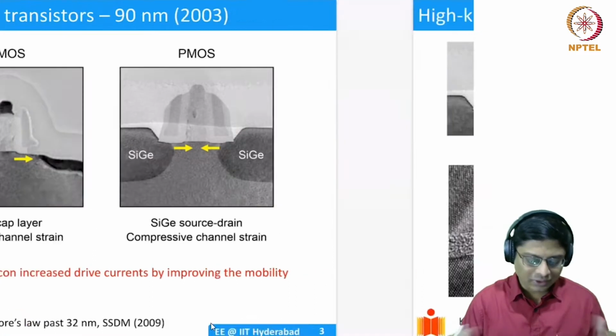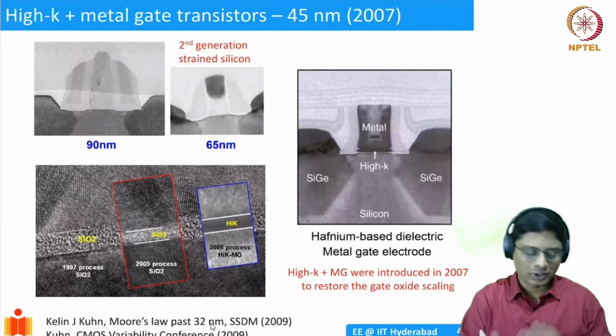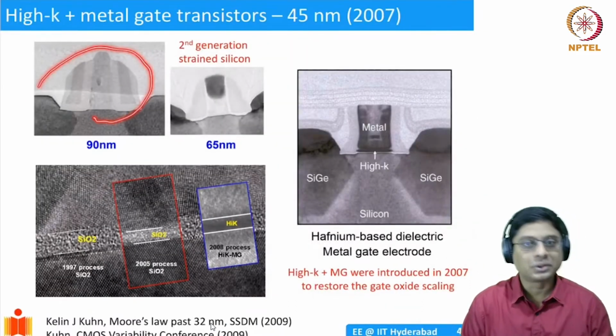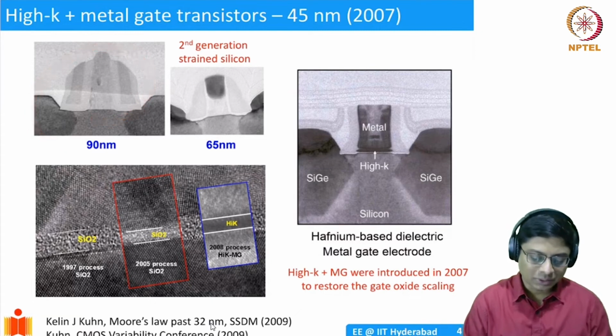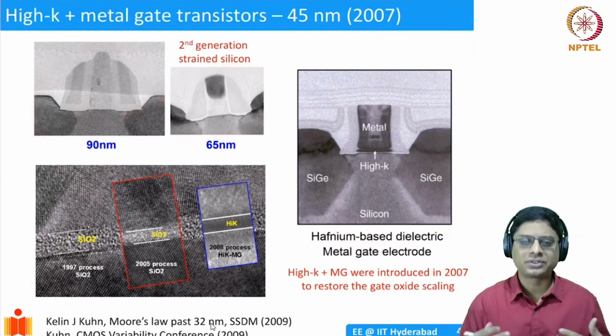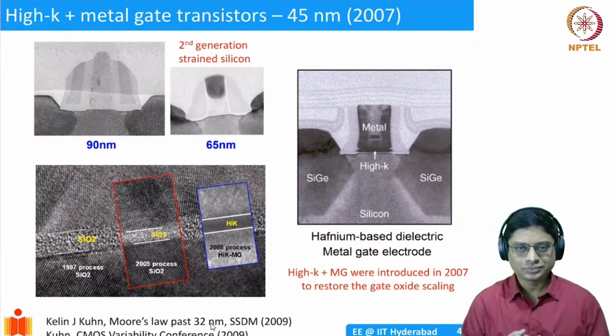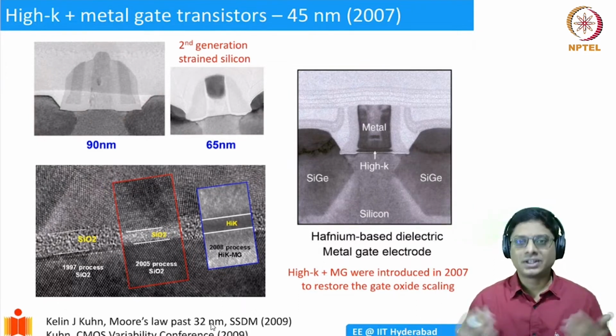By 2005 already, they again made the transistor smaller. So this was the transistor in 2003. And then by 2005, they had the second generation of strain technologies, and they managed to improve the drain currents further. But then a big challenge came up.